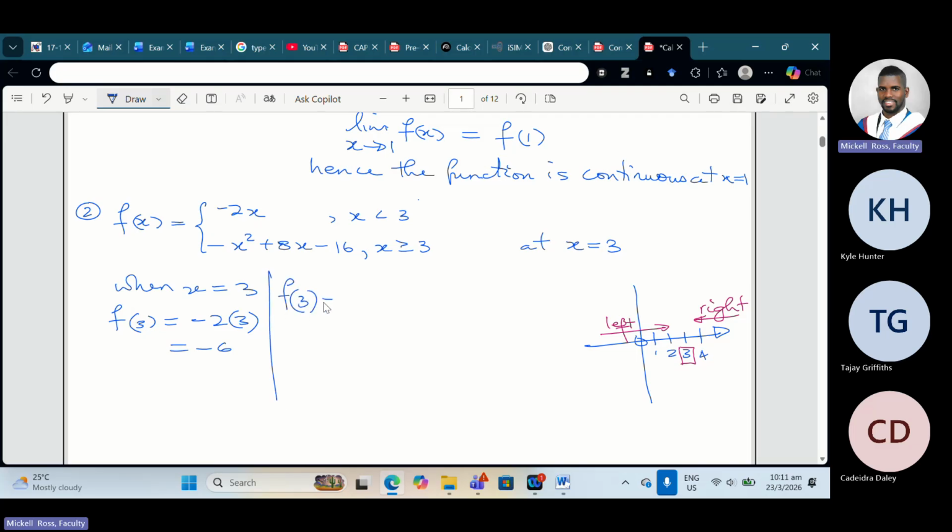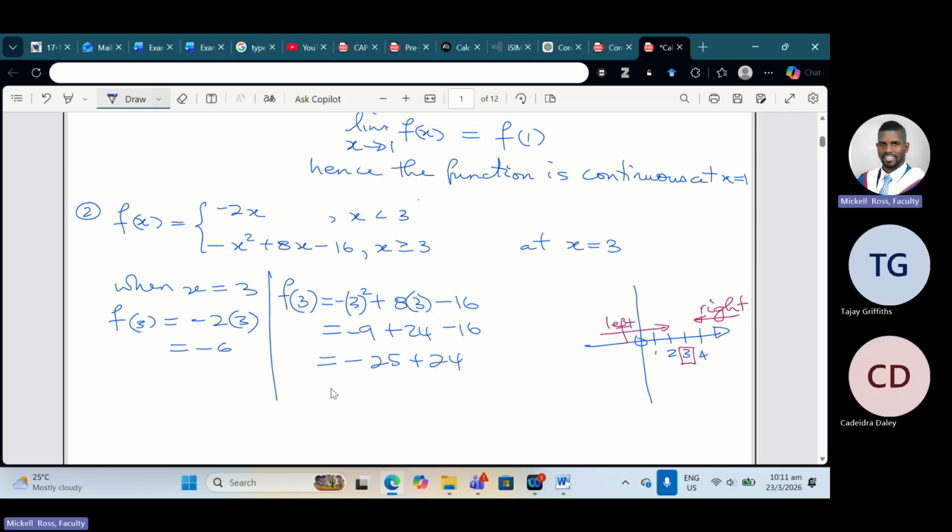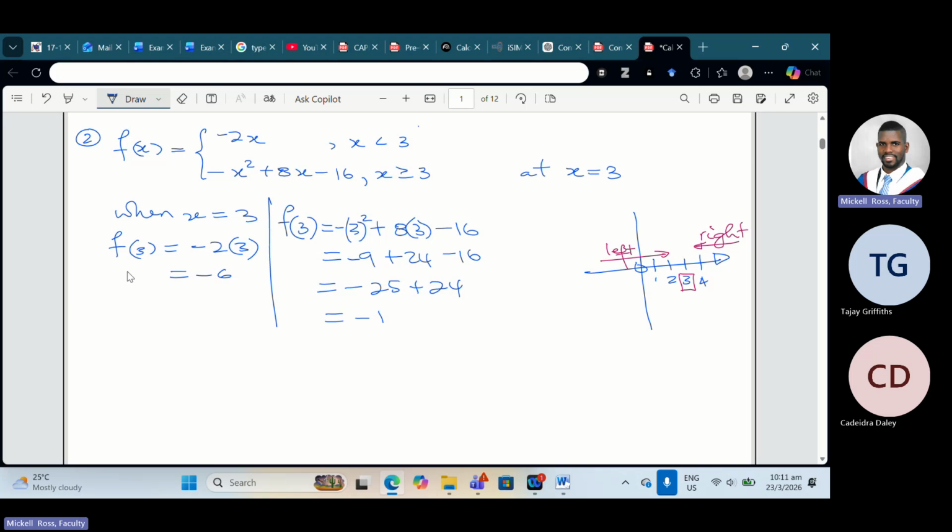So f of 3 is equal to negative 3 squared plus 8 times 3 minus 16. Negative 9, plus 24, minus 16, negative 25 plus 24 equals negative 1. So right away we realize that the answers are different. Because they're different, this tells us that this function is not continuous. All right. So let's continue. So this is when it is approaching from the left-hand side, or the left-hand limit.